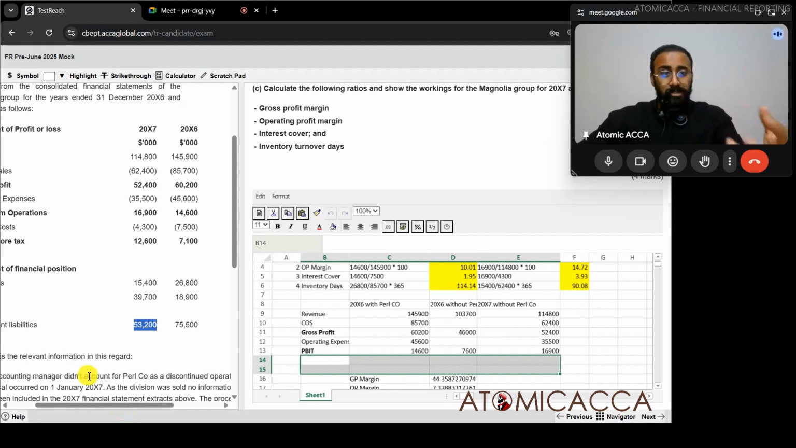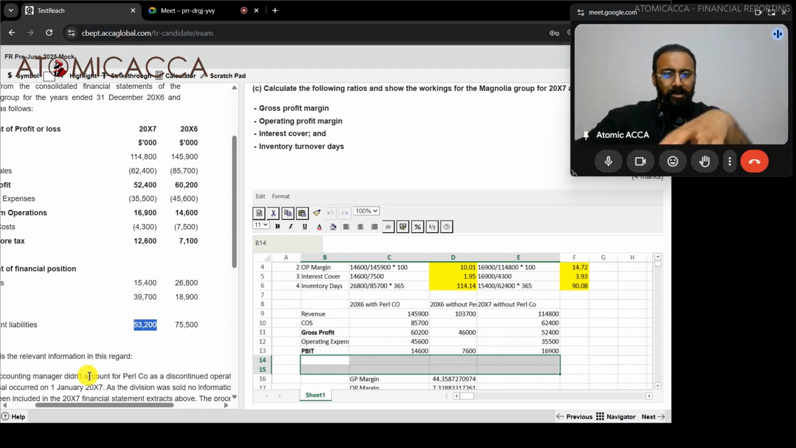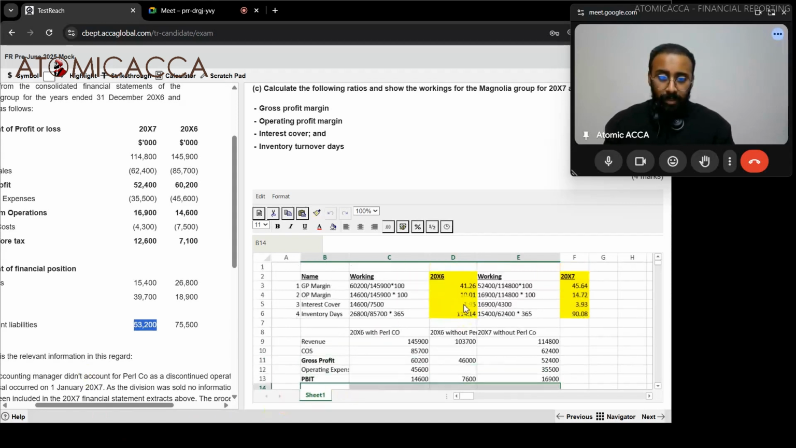One reason could be that the long term lease is going away, because an 8-year lease means there should be a ROU and a lease liability. When you're getting rid of that, that lease liability goes away. But another reason could be that maybe Pearl company had a significant amount of loans with them, and that is now gone away when they're disposing of it. So you can mention that point. For interest cover, that's going from 1.95 to 3.93.